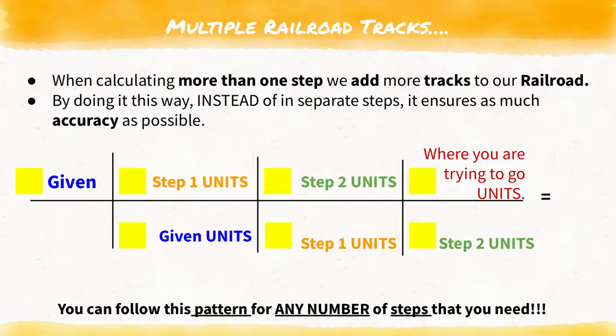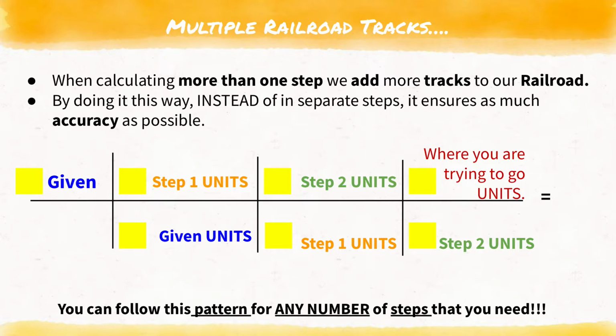So in this, we'll need to use more than one step. So we're going to use more than one track on our railroad. By doing it this way, instead of in separate steps, it can ensure as much accuracy as possible. Now, that being said, if you want to do it step by step, that is totally fine. That's honestly how I do it for all of my other work. But the caveat being, you have to keep every digit until the end of all of your different steps. So you have to keep all of those numbers that you get on your calculator all the way through and then round at the very end.